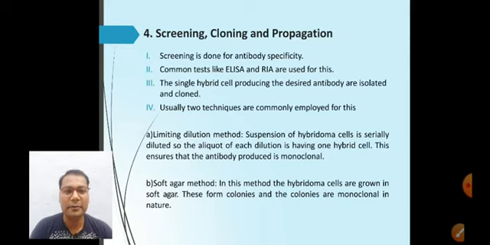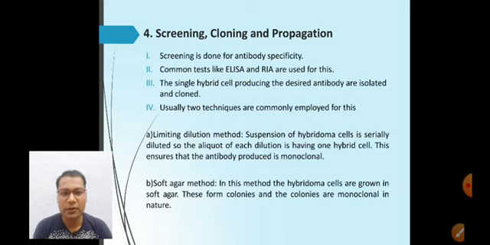The single hybrid cell producing the desired antibody is isolated and cloned. Usually two techniques are commonly employed for this. The first one is the limiting dilution method. In this, a suspension of hybridoma cells is serially diluted, so the aliquot of each dilution has one hybrid cell. This ensures that the antibody produced is monoclonal.